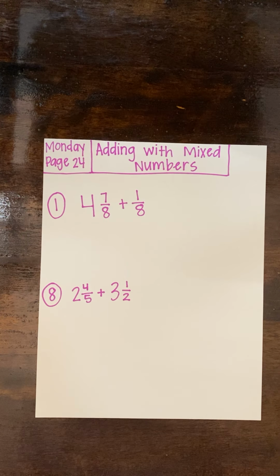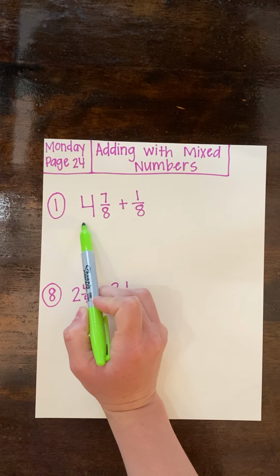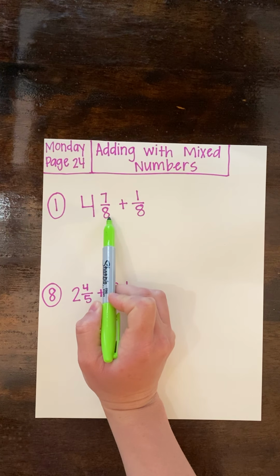Everyone, this week we're going to be solving pages 24 through 28 in our packet. Page 24 is the first one we'll solve, so this is Monday's page for your packet. And we will be adding with mixed numbers. A mixed number is a number that has a whole number and then a fractional part with it.